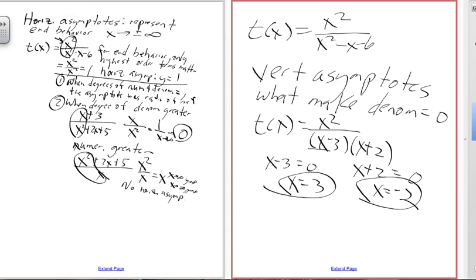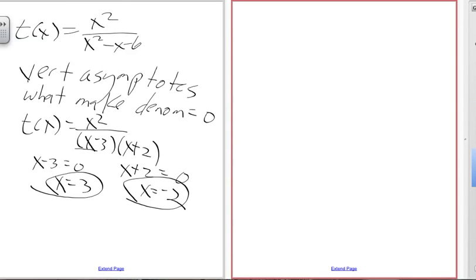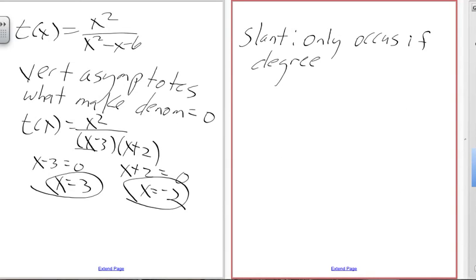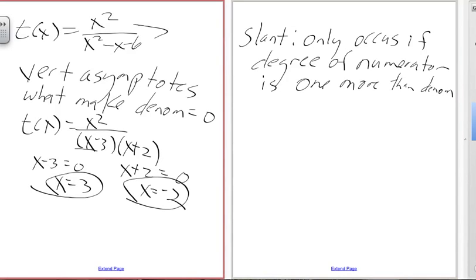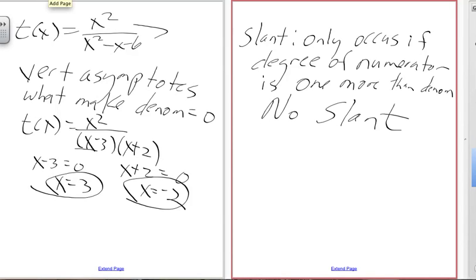The last thing you need to worry about then is the slant asymptote. Remember I talked last time, the slant only occurs if the degree of the numerator is one more than the denominator. All right, in this case they're equal, so we have no slant. And you need to be sure and write this down on your test.